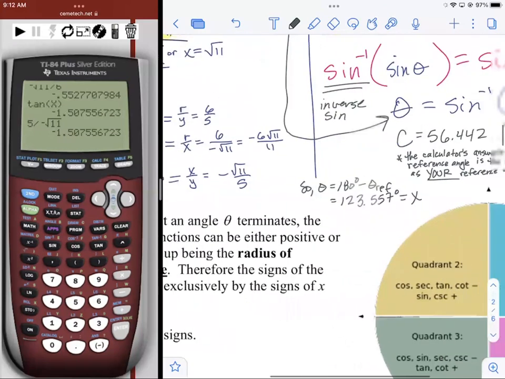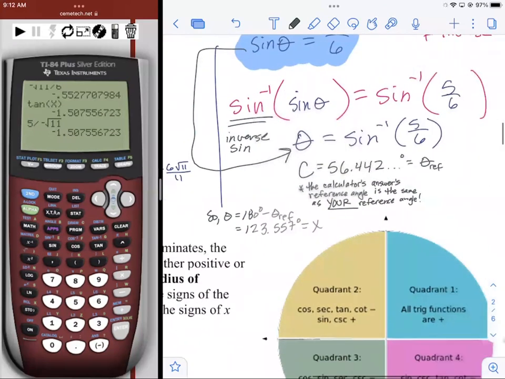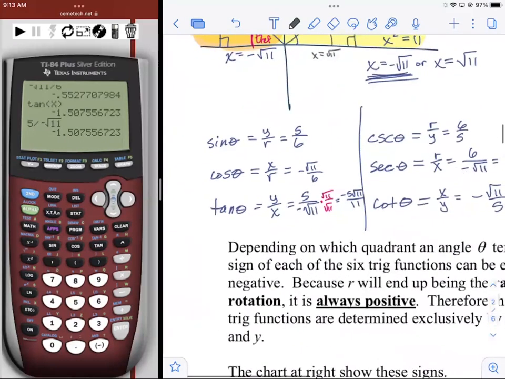So because I design the questions, I'll always design a question where the calculator is probably not going to give you the answer we're looking for. But the calculator's reference angle is the same reference angle that we want. So it comes down to finding the reference angle. Now, let me show you another way to do this problem. Not that that way doesn't work, but it's nice to have options.